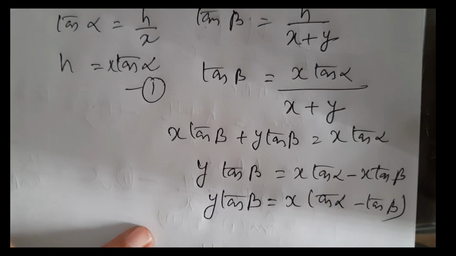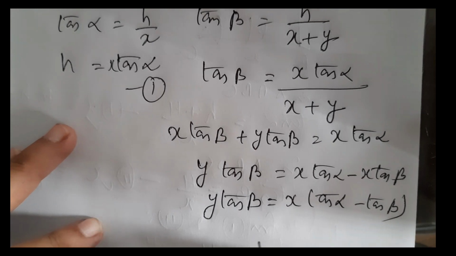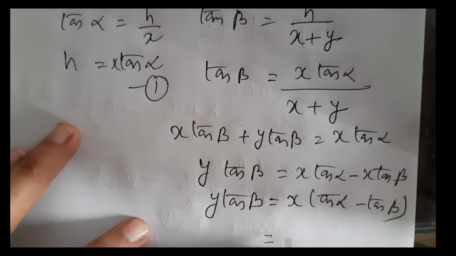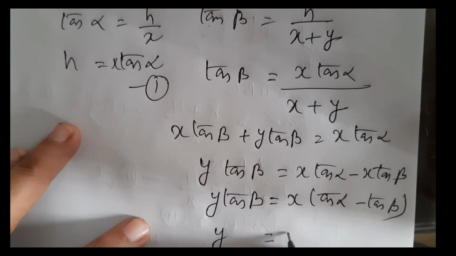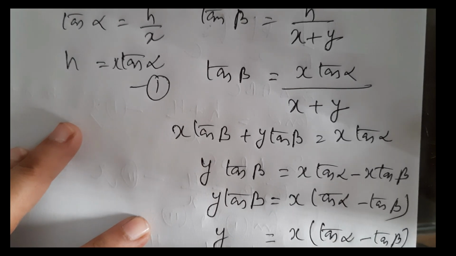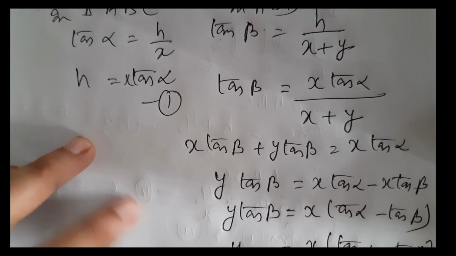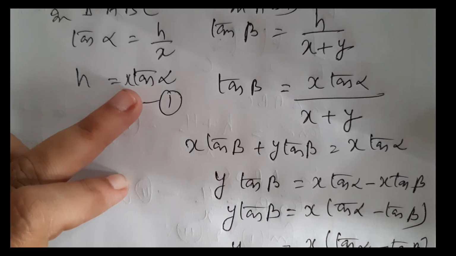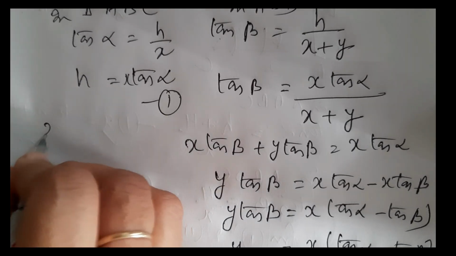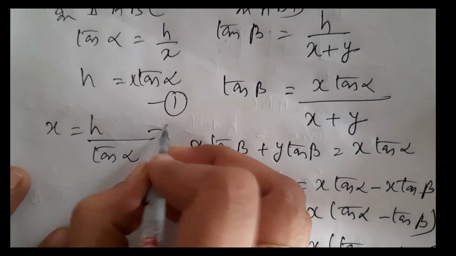So we need to get the solution in terms of h. So here y is x (tan alpha minus tan beta) upon tan beta. So we'll replace the value of x in the first equation, as we need to get the value of h. So here x is h upon tan alpha. Let it be third equation.